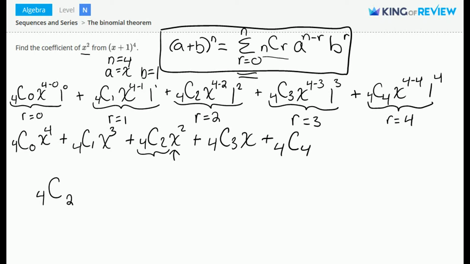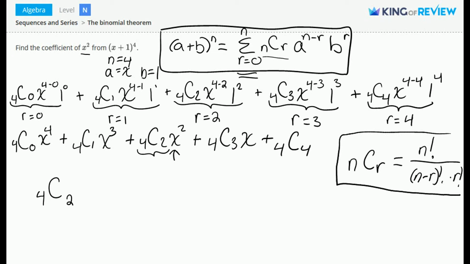4C2, which is this. Now this represents the number of possible combinations of r objects from a set of n objects. So we're going to use another formula here to solve for 4C2. So when we have nCr, this is equal to n factorial over (n minus r) factorial times r factorial. So this is the next formula that we'll need to solve this problem.